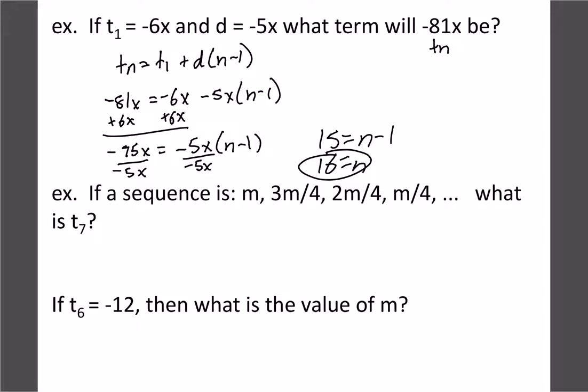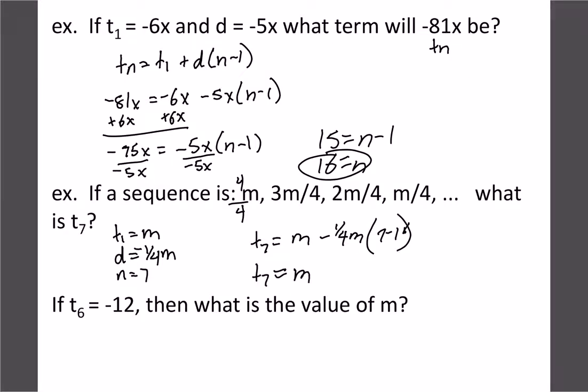Okay, here's another one. We've got a sequence m, 3/4 m, 2/4, 1/4, and so on. So you can see really what we've got is this would be like 4 over 4, and then 3 over 4, 2 over 4, 1 over 4, and so on. So our term 1, we'll write it as m. Our difference in this case, we're going down by 1/4, just subtracting 1/4 each time. So m minus 1/4 m, minus 1/4 m, and so on. And we're looking for term 7. So our n is 7. So term 7 would be m minus 1/4 m times 7 minus 1, or 6.